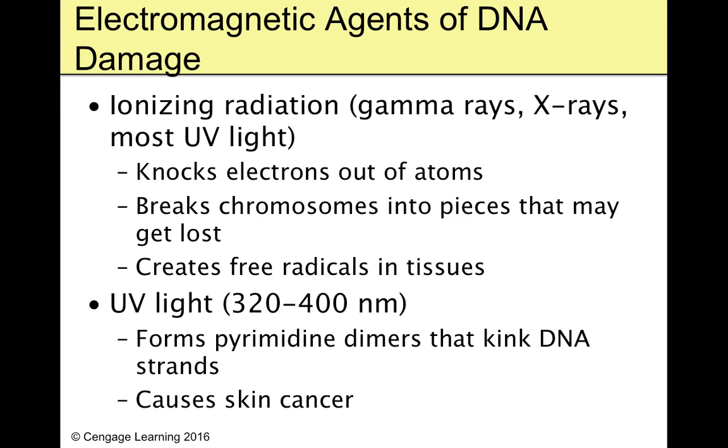So UV light, if it's between the range of 320 to 400 nanometers, it will form these little pyrimidine dimers that kink the DNA strands. Your book has a really cool picture of basically two thymines that are next to each other, that instead of bonding to adenine, they've actually bonded to their neighbor above and below. And it makes this weird little kink in the DNA strand, and that will lead to the formation of skin cancer. And so we have an actual biological reason that long-term exposure to UV light, or perhaps even short-term exposure of really strong UV light, can lead to skin cancer.